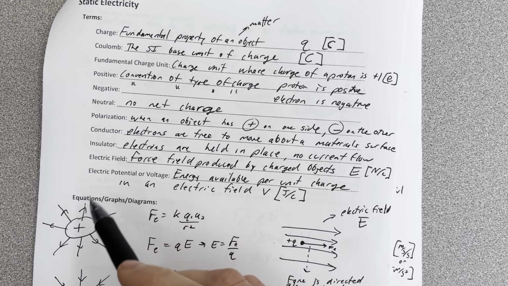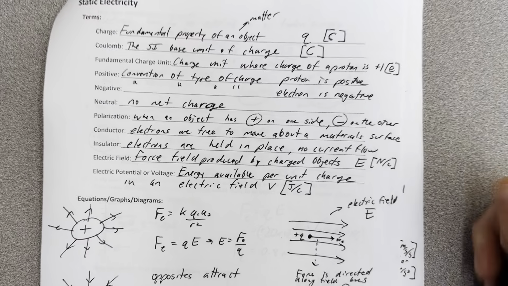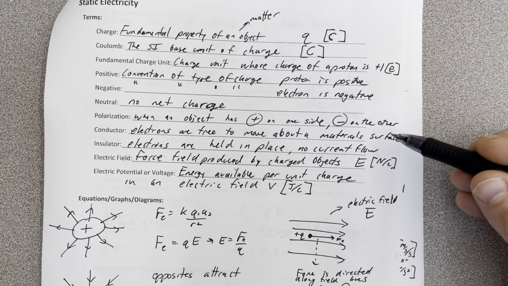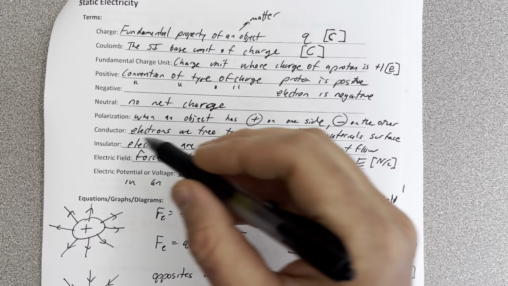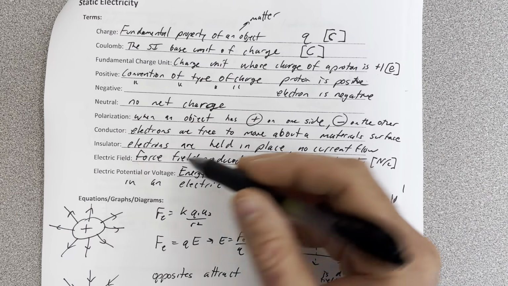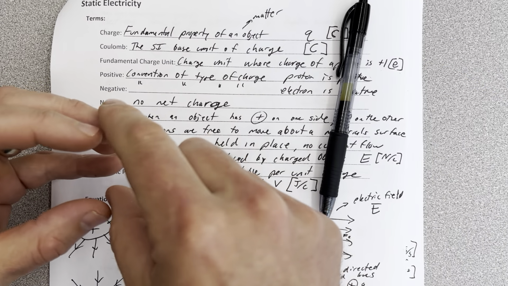Conductor, that is a material in which electrons are free to move about the surface of it. So metals are typically good conductors. The Fermi electrons in a metal are allowed to move around on the surface, so you can put a force on those electrons and then they can move.